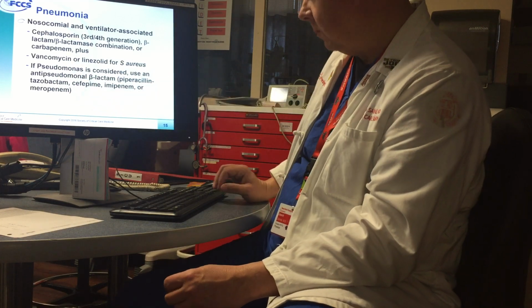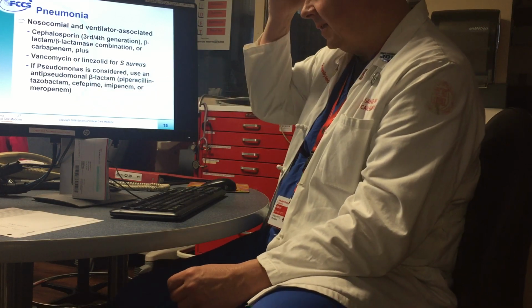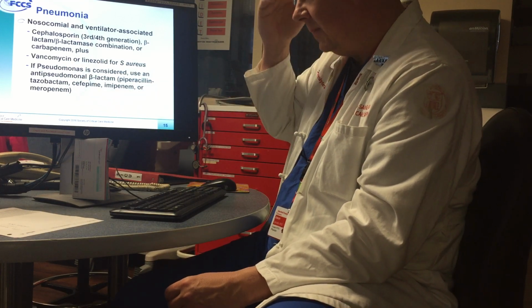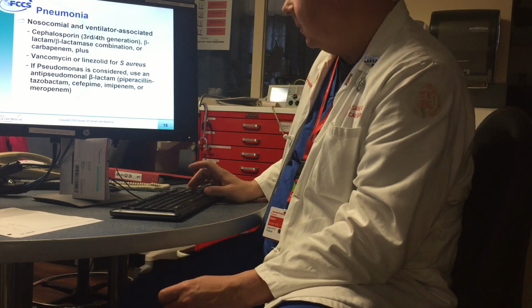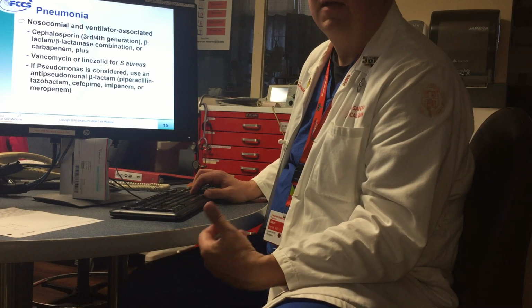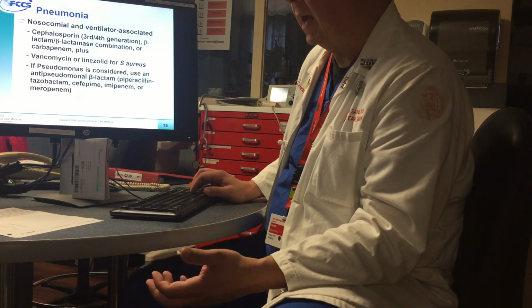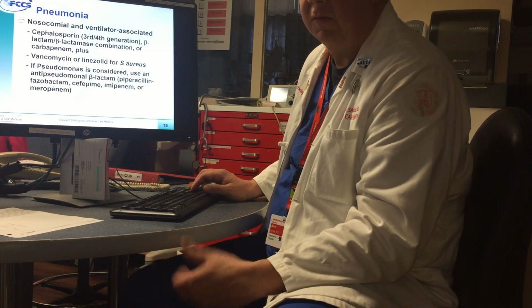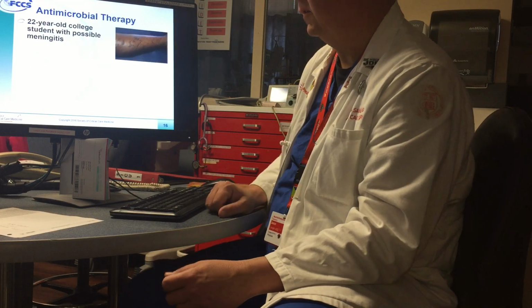If you think somebody has Pseudomonas, then you would use an anti-Pseudomonal beta-lactam like piptazo or cefepime or imipenem or meropenem. And a lot of times for our patients, Pseudomonas aeruginosa tends to be resistant. So we'd add a drug like polymyxin into it. So that's why you see a lot of our patients on polymyxin as well.